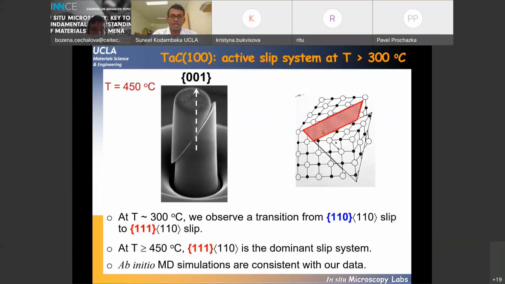But note what happens when you increase the temperature. So this pillar is compressed at 450 degrees Celsius. And here, it turns out that it's not the 110 slip system, but we do observe a change in the slip system. And that now you have 111 slip operating at this higher temperature. And our observations are consistent with ab initio molecular dynamics simulations that were done on small scale 100 oriented pillars.